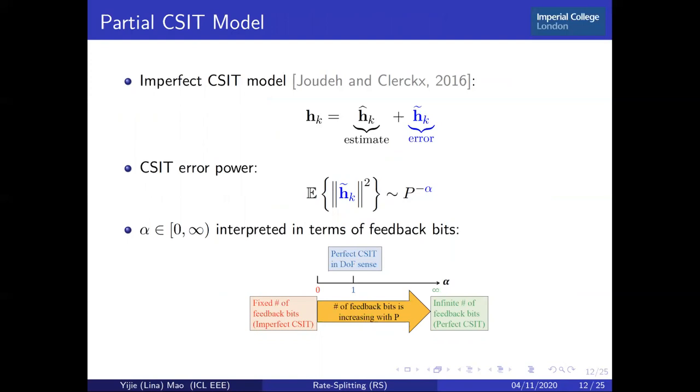In this work, we assume that the error power is decreasing with SNR or transmit power. Alpha can be interpreted as the feedback bits. When alpha is equal to 0, the error power is equal to 1, so it's known as the constant feedback bits. And when alpha goes to infinity, the error power becomes 0, so the channel estimate is equal to the real channel, which is perfect CSIT. Actually, alpha equal to 1 already is perfect CSIT in the DoF sense.